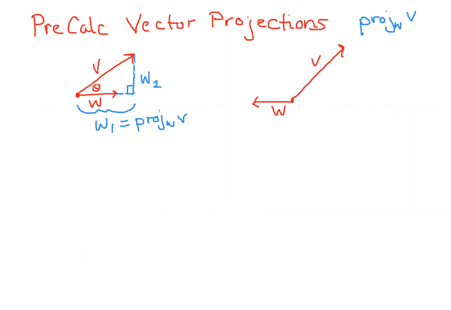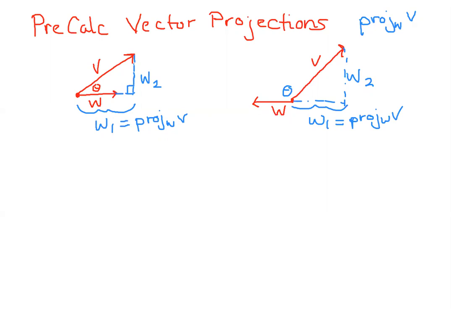Over here, when theta is obtuse, then our W1 is going to look like this, or our W2. And our W1 is going to be right here. Okay, we're going to have a formula for this, and it's going to make more sense.